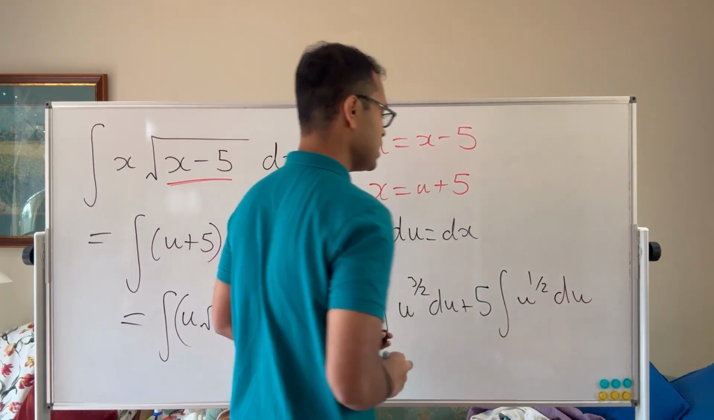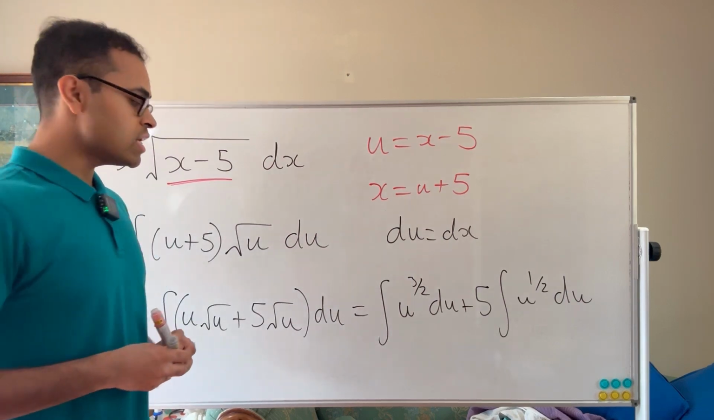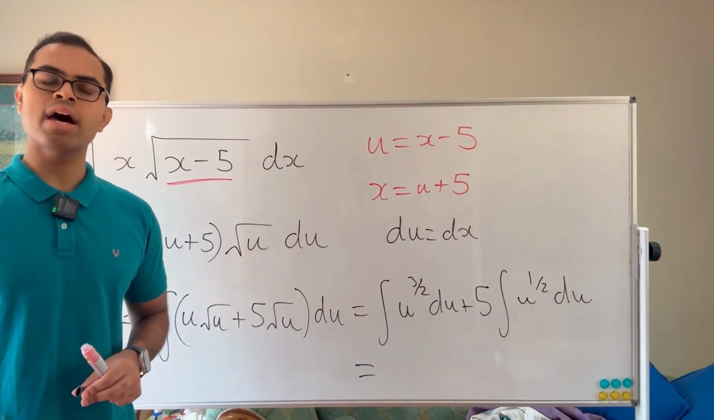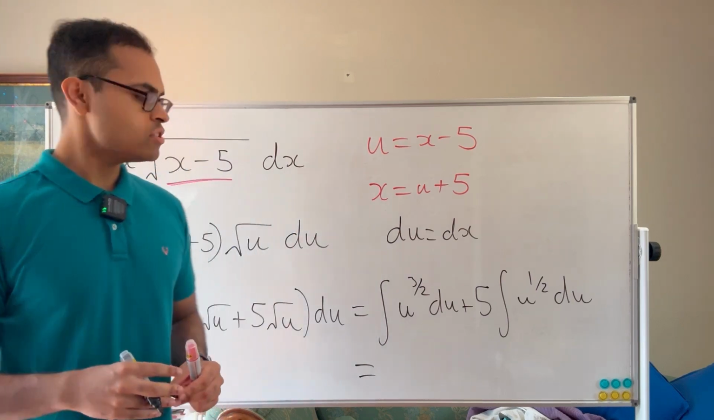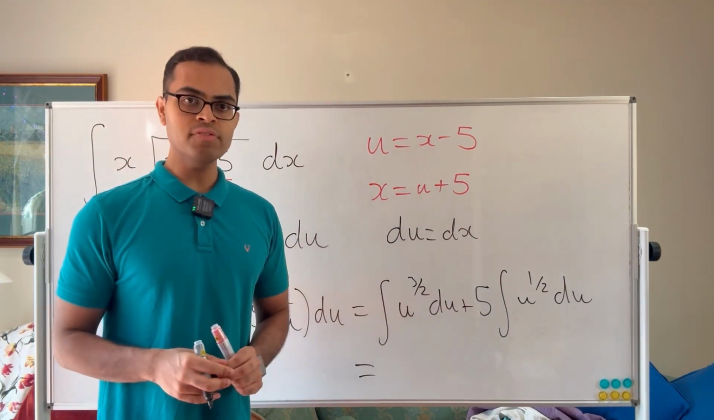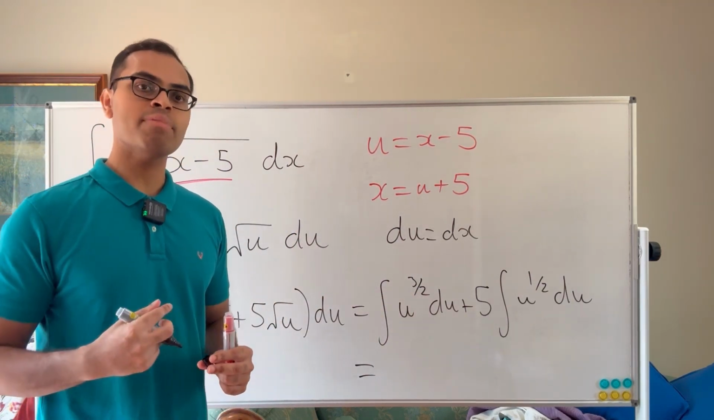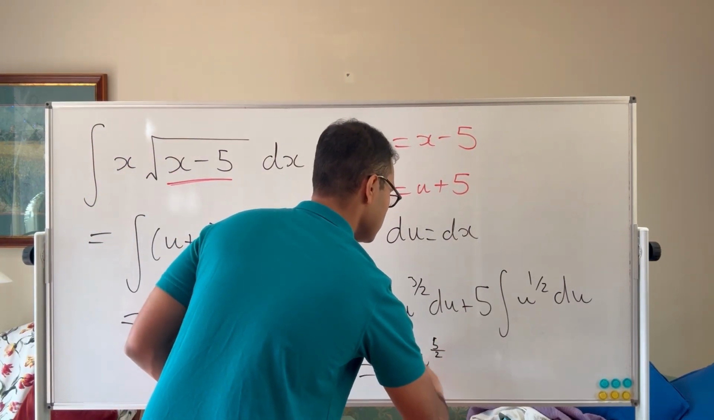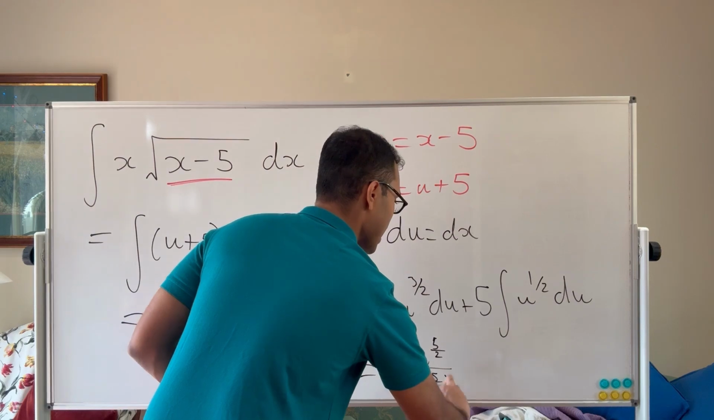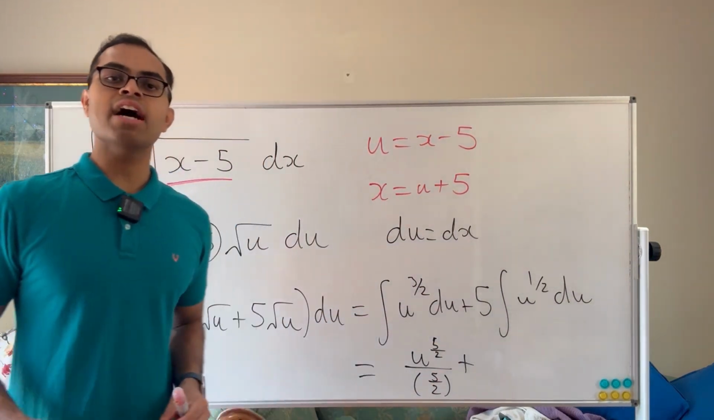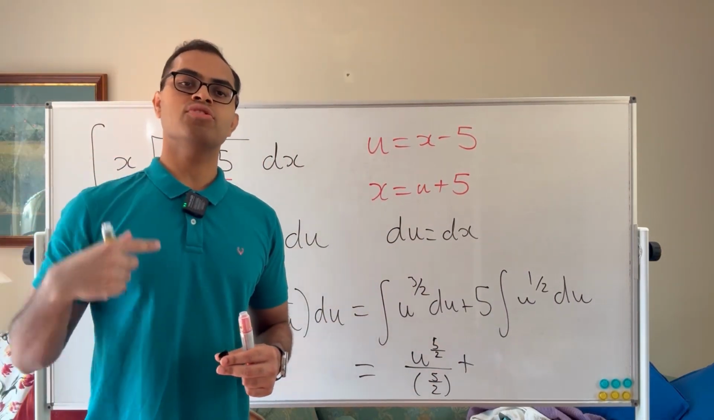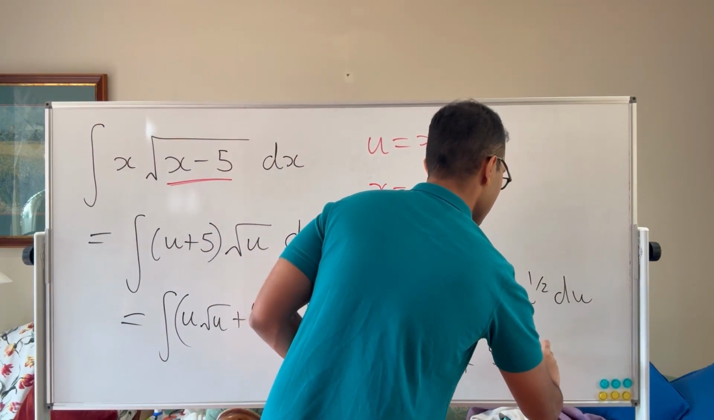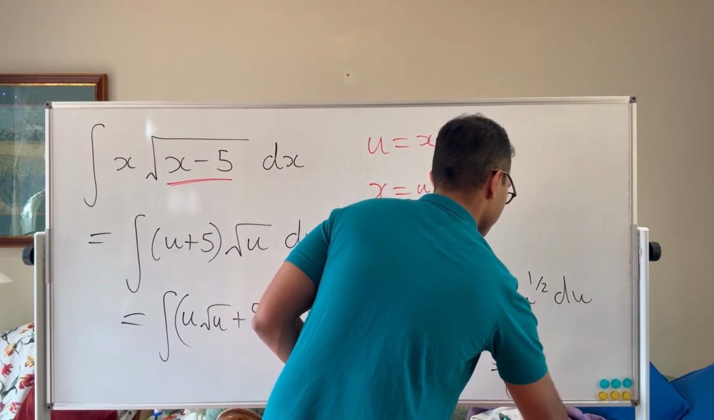It just helps at the beginning to write everything in terms of exponents so we can apply the power law for integration, which is we raise the 3 halves by 1 and divide by that. So 3 halves plus 1 is 5 halves, so we get u power 5 halves divided by 5 halves. And then here we're going to get 5 times u power, half plus 1 is 3 halves, so 5 times u power 3 halves divided by 3 halves.